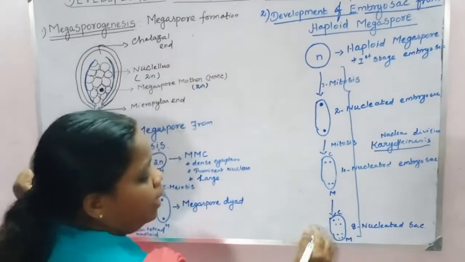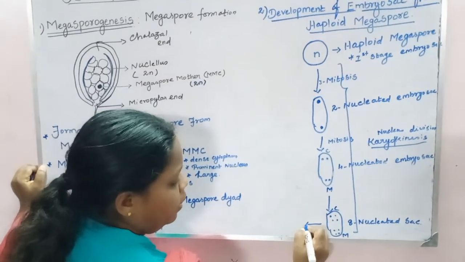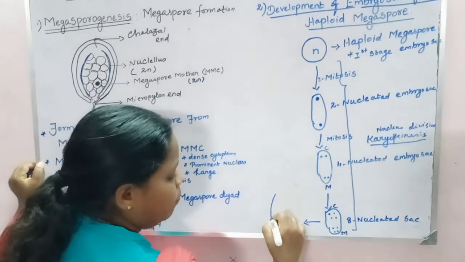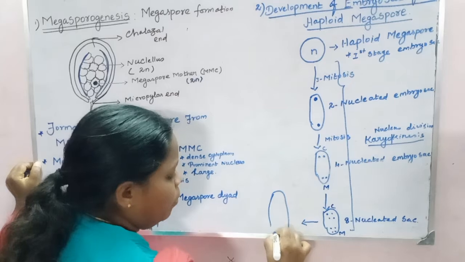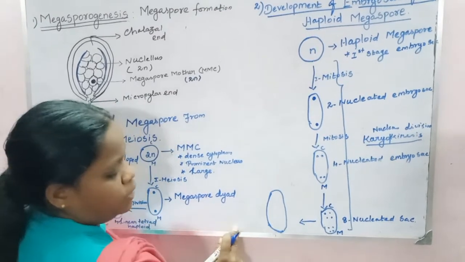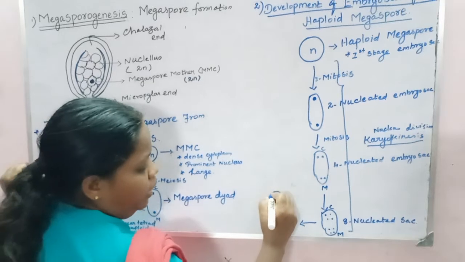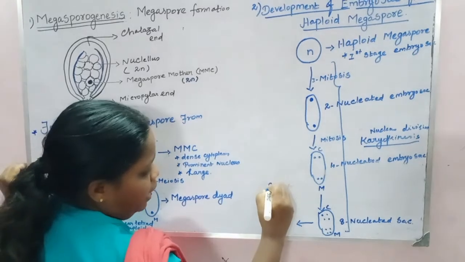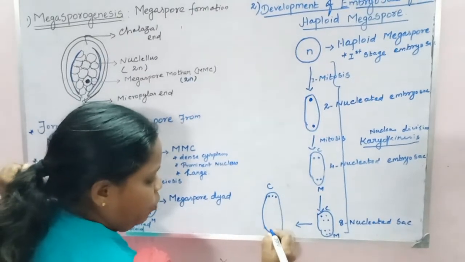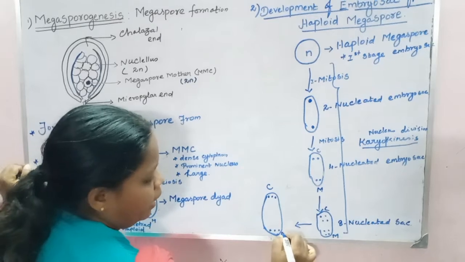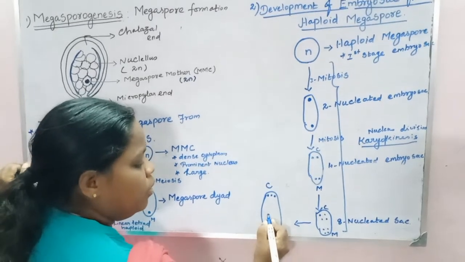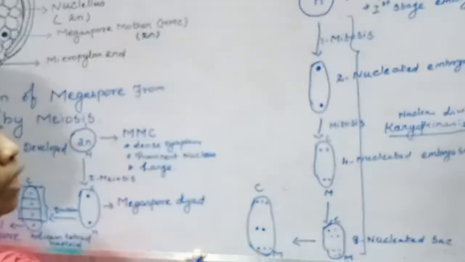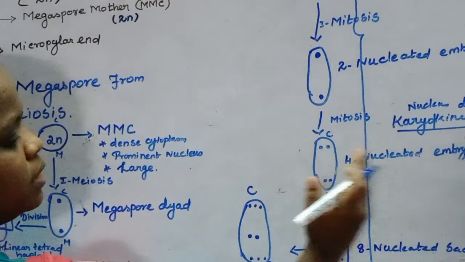Then after that, in this 8-nucleated embryo sac, the 8 nuclei are arranged in a particular order. How are they arranged? The 3 nuclei move towards the chalazal end. The 3 nuclei move towards the micropylar end. And the 2 nuclei move towards the center or middle region. Are you clear? Up to this step, the karyokinesis gets over.